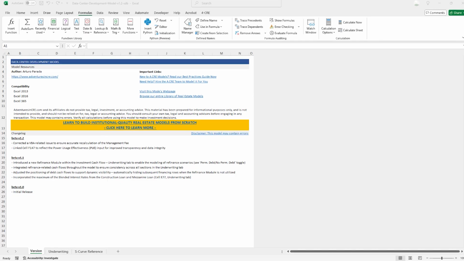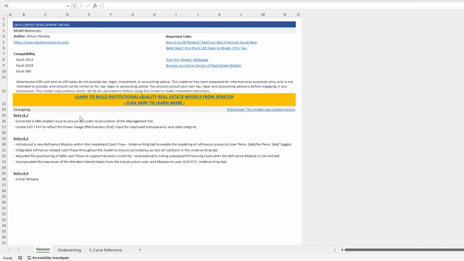Now, as with all of our models, you'll start with a version tab. This will orient you to changes that the author of the model has made. Again, Arturo created this model.